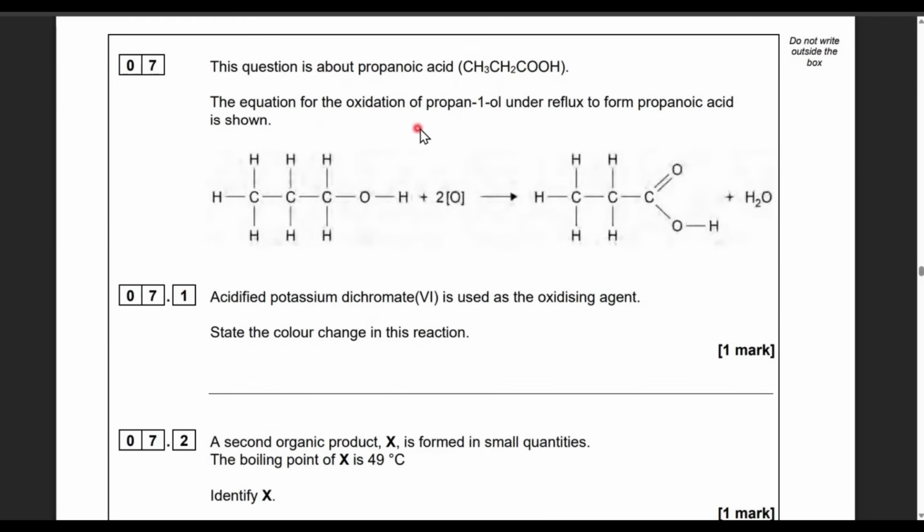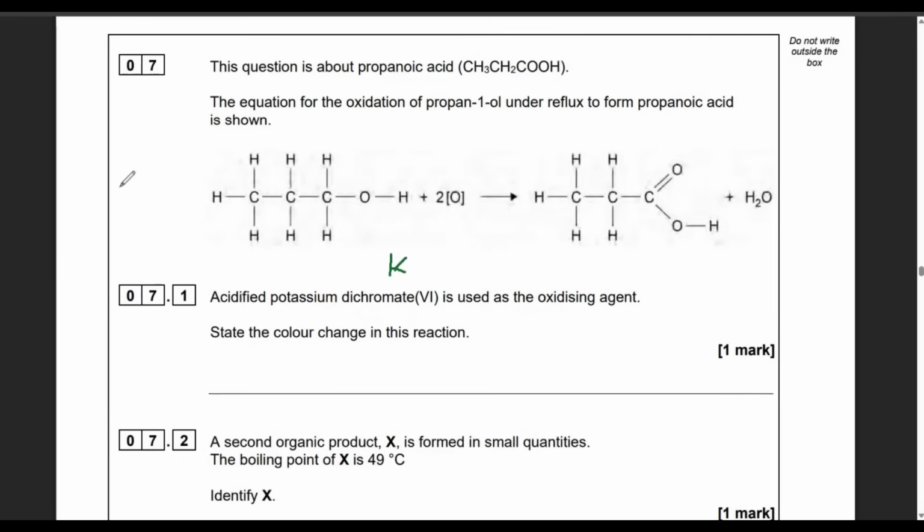This question is about propanoic acid, CH3CH2COOH. The equation for the oxidation of propan-1-ol under reflux to form propanoic acid is shown. You can see we've got propan-1-ol, we've got an oxidizing substance shown by the O in the brackets, and it forms propanoic acid. Notice that you always get a water molecule formed during this oxidation. Acidified potassium dichromate(VI) is used as an oxidizing agent.